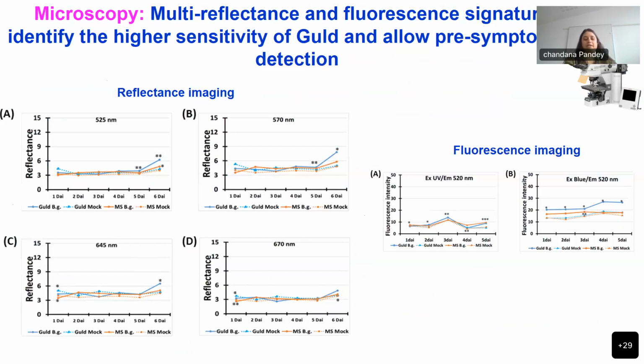So the result is divided into three different parts. First, we started with the phenotyping, then the physiological responses, then the molecular responses. And within phenotyping, we are comparing the microscopy with the phenolab. When we performed the microscopy for the specific reflectance wavelengths, 525, 570, 645, and 670, what we observed was that there was no early signature for the disease resistance in these cultivars, especially for the sensitive cultivar.